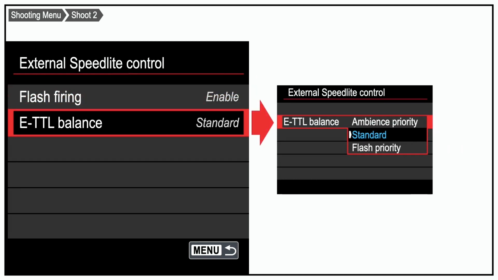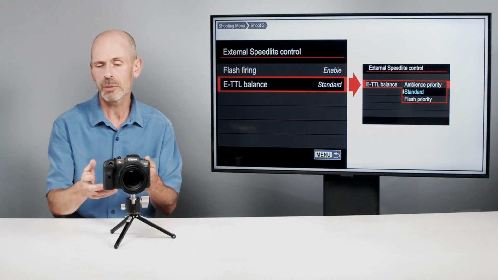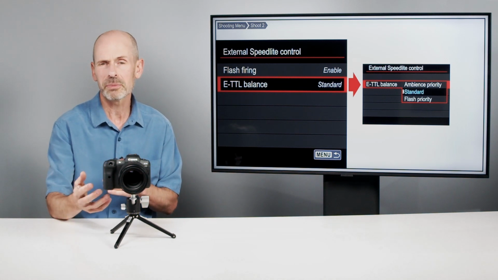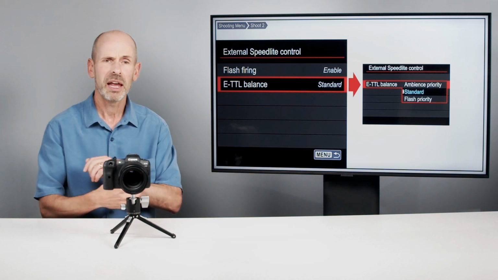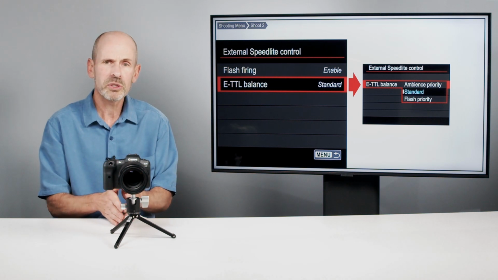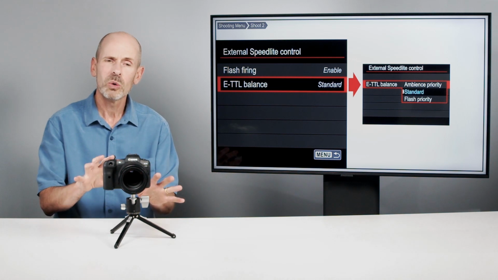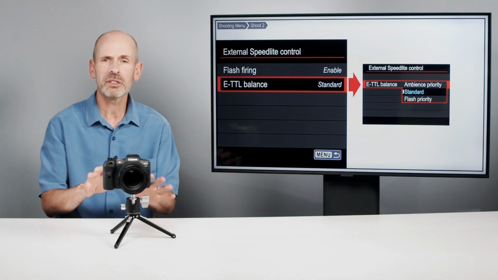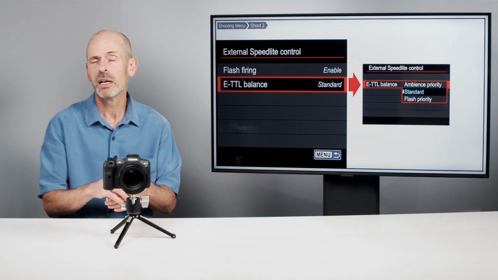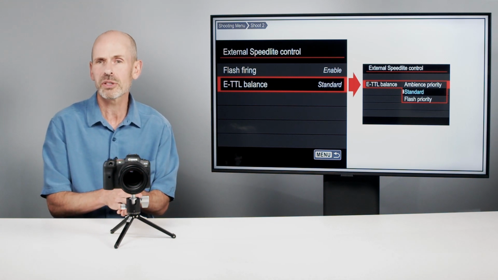The way that the camera works with the light in TTL shooting, the through the lens metering system, is that the flash fires a couple of flashes, the camera reads it, determines how far the subject is, how bright the subject is, and does a very good job. So you can leave this in standard most of the time, but if you switch this over to ambient priority or flash priority, it's kind of playing around with the ratio of ambient light to flashlight, and you may want to play with that a little bit to see if you get a look that fits your needs a little bit more.